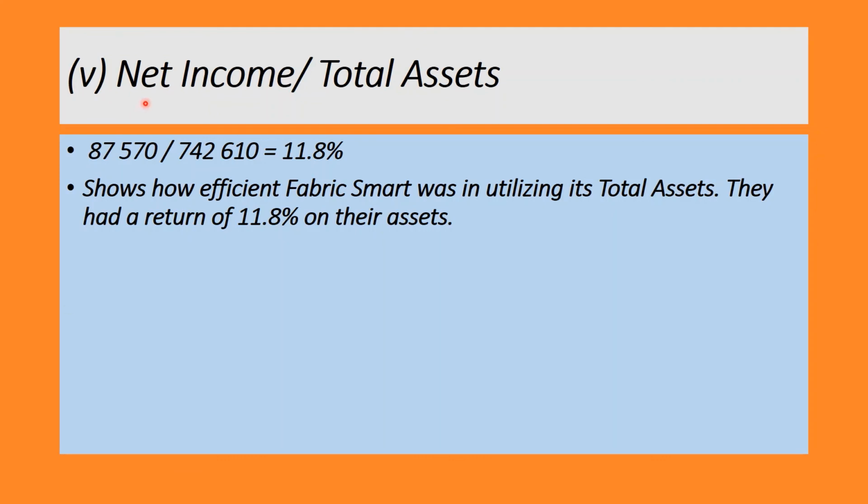Net income to total assets. The net income is 87,570, and to the total assets it's 742,610, 11.8%. This shows how efficient Fabric Smart was in utilizing its total assets. They had a return of 11.8% on their assets.